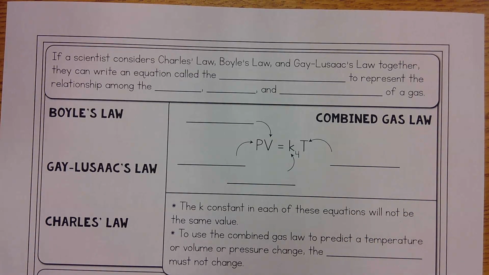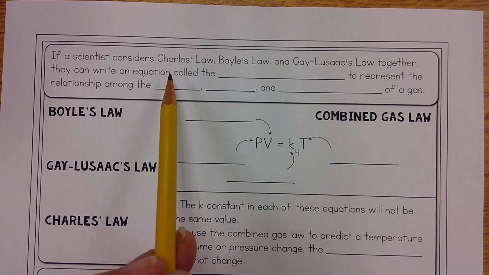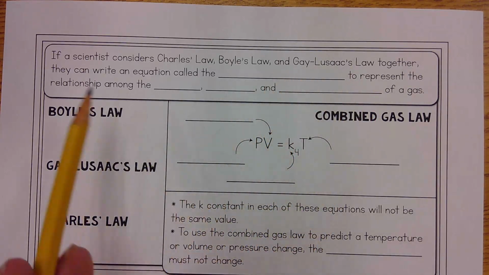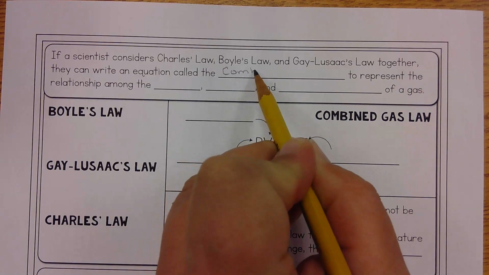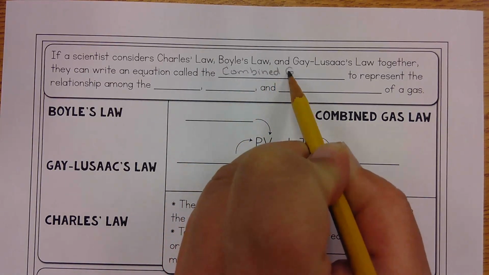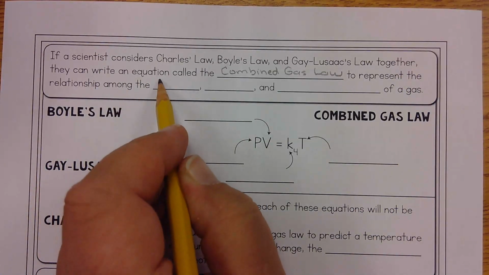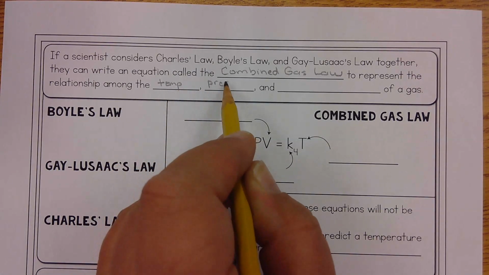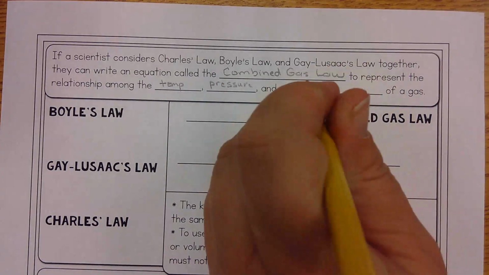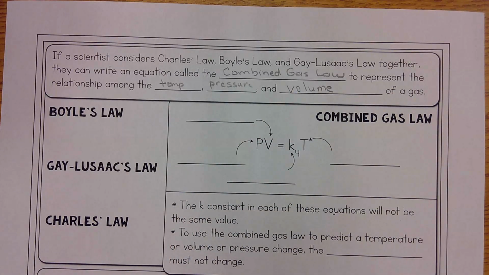So as a little intro, if a scientist, or you, which you are scientists, considers these three laws together, we can write an equation called the combined gas law. And this combined gas law represents the relationship among temperature, pressure, and volume, all three of them. So we can relate all three of those of a gas: the temperature, pressure, and volume.